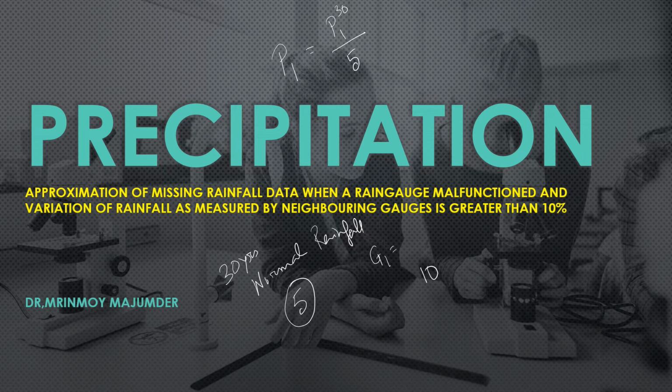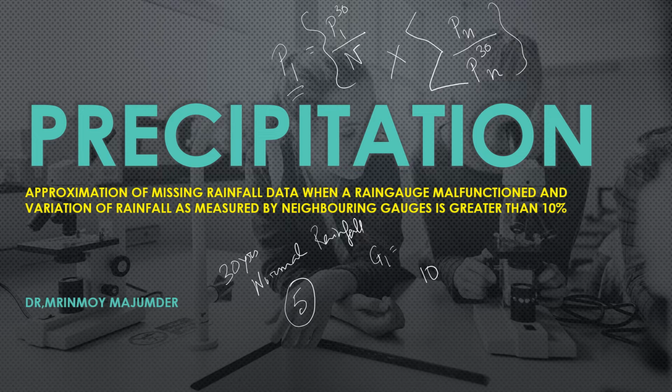So we are using the formula, let it be big N, multiplied by the summation of the precipitation of that day as measured by one of the neighboring gauges, suppose you call it L, divided by the normal rainfall of that gauge. When you sum this ratio, that means the ratio of the rainfall of that day divided by the 30 years rainfall of that gauge for all the neighboring gauge stations, then this will give you the missing rainfall data of gauge 1.